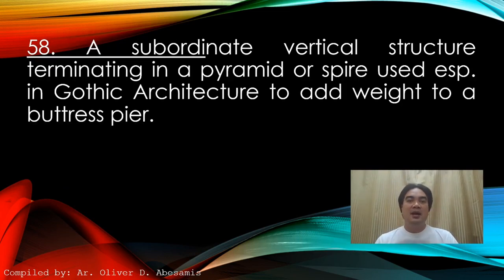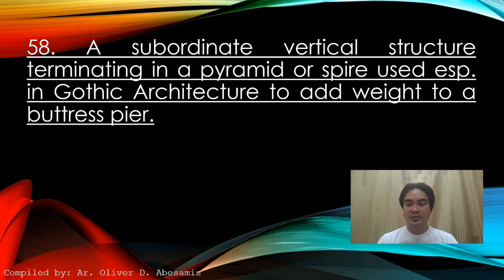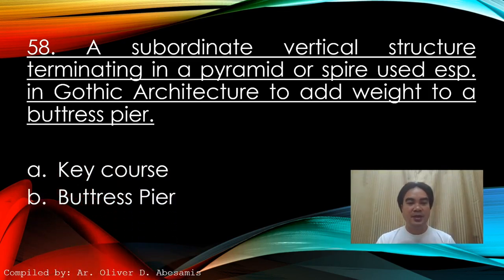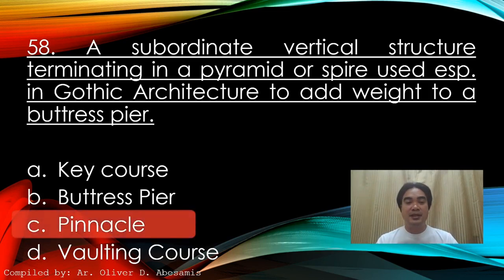58. A subordinate vertical structure terminating in a pyramid or spire used especially in Gothic architecture to add weight to a buttress pier. A. Key course. B. Buttress pier. C. Pinnacle. D. Vaulting course. Answer? C. Pinnacle.